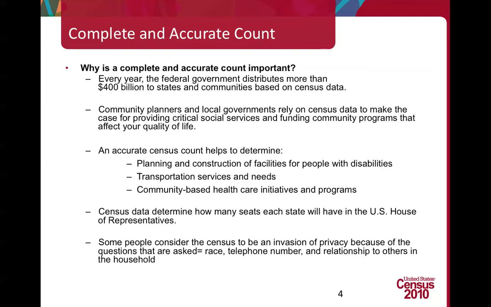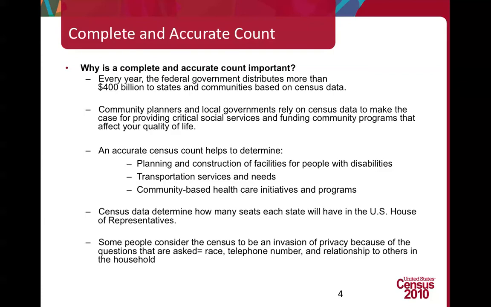Every year the federal government distributes more than 400 billion. Yes, that's billion with a B. Think about how much money that is to states and communities based on census information. The federal government distributes money for roads, post offices, and all these government agencies, and they have to know how much money they can spend in each place. And a lot of that's based on population.